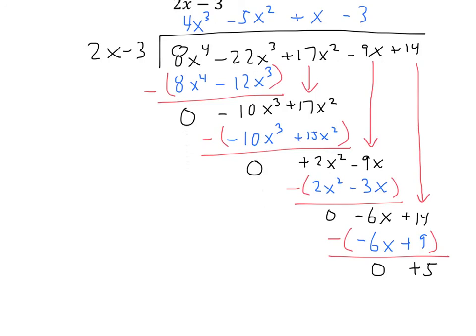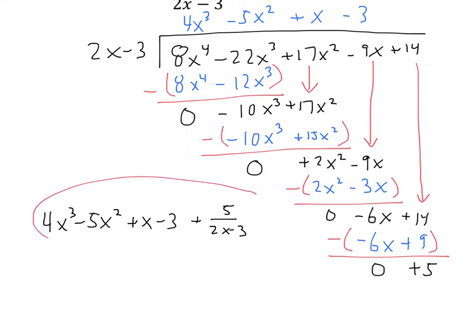All right, so now we've got a remainder here, because we can't really take 2x and have that go into 5. We have a remainder. So there's 5 left that has to be divided by 2x minus 3. So our answer is going to be this: 4x cubed minus 5x squared plus x minus 3 plus 5 over 2x minus 3. There's my answer.